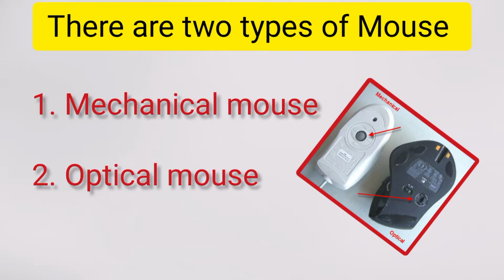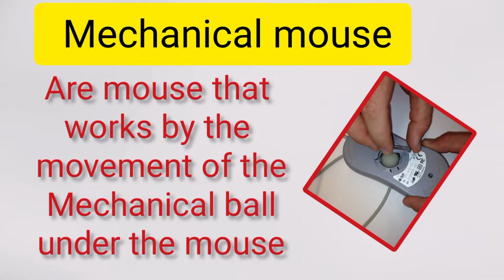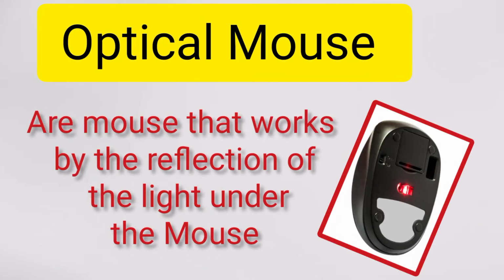There are two main types of computer mouse. These are the mechanical mouse and the optical mouse. A mechanical mouse works by the movement of a mechanical ball under the mouse. An optical mouse works by the reflection of light under the mouse.